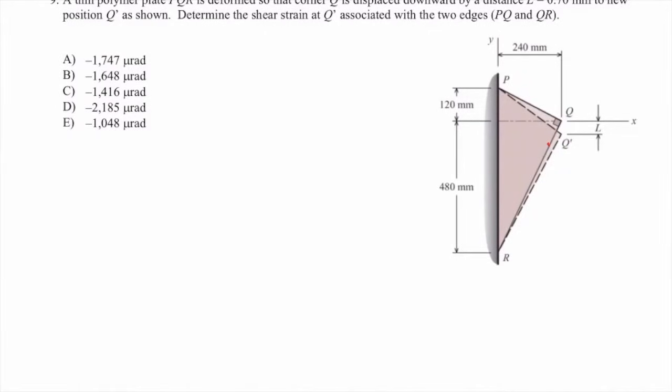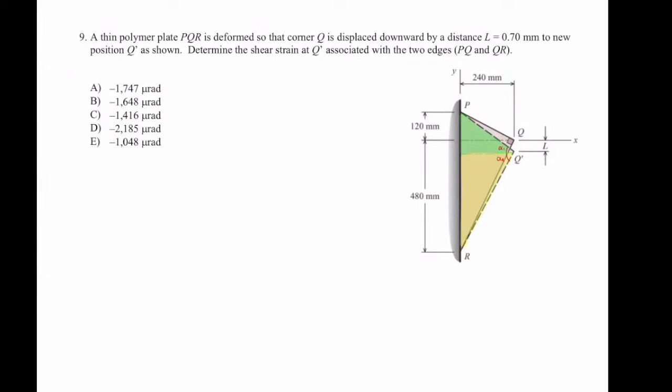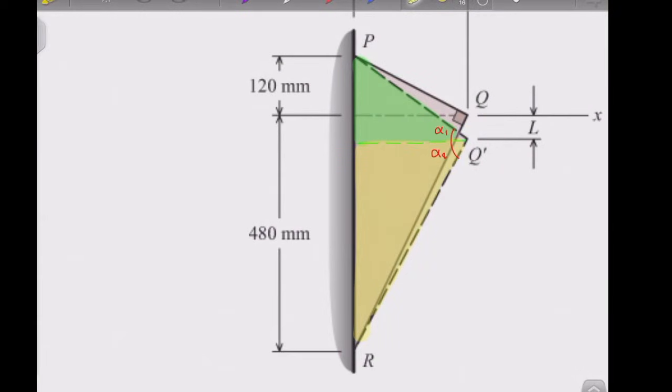Here we cannot directly measure the change in the angle. So let's determine how much the angle is after deformation, then I will subtract that from the initial angle. Does that make sense? To do that, I'm going to consider a horizontal line passing through point Q prime, and I'm going to consider these two triangles. Let me zoom into that triangle so you can see them better.